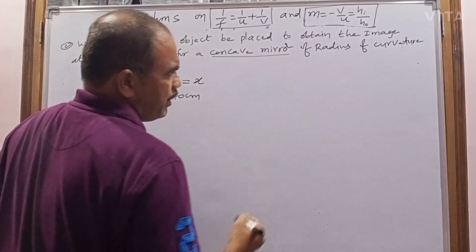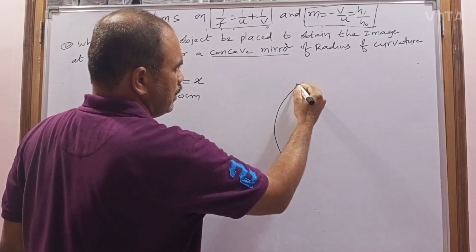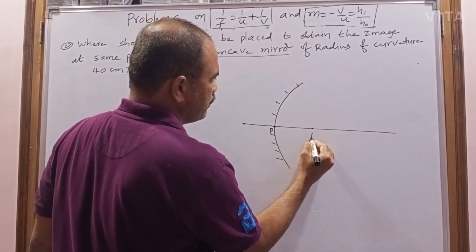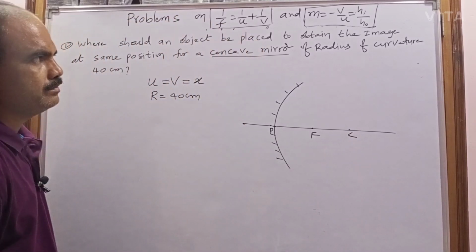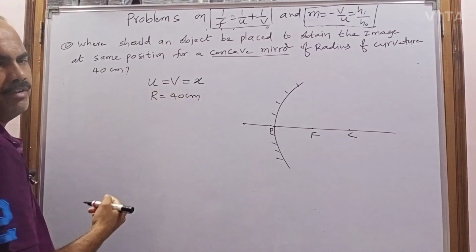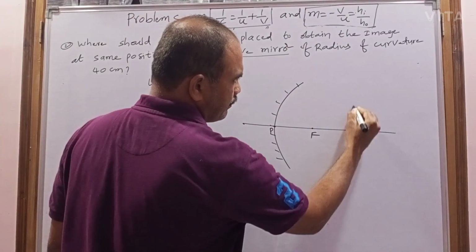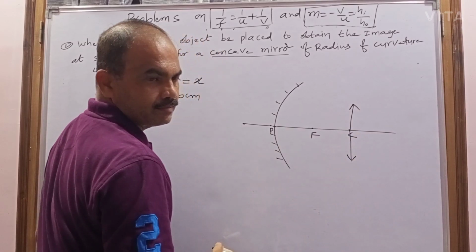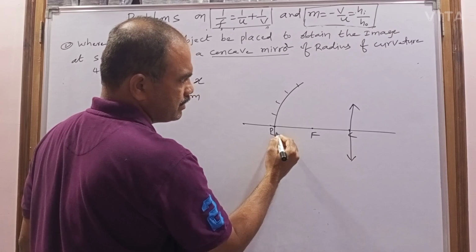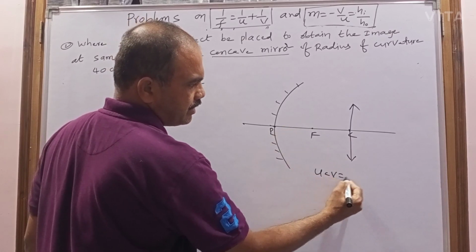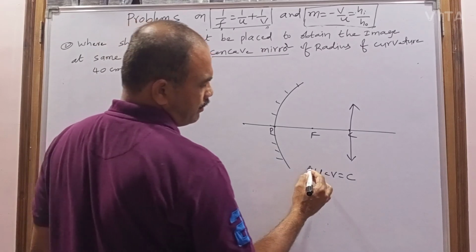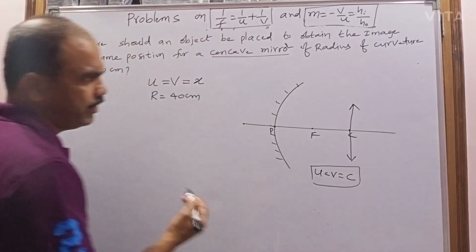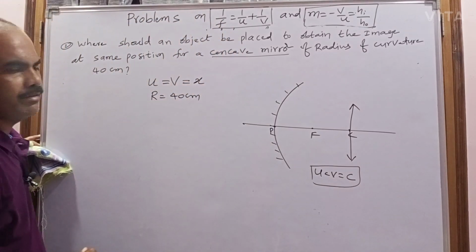So now which type of problem is it? Concave mirror problem. So now I am drawing the rough diagram. This is the pole, this is the focus, this is the center of curvature. Generally we get the U value and V value the same when the object is at C, so then the image is also formed at C. And now this is the object distance, this is the image distance. So the object distance is equal to the image distance, that is C. After solving the problem, the U value becomes C and the V value also C, that I am going to check. But here radius of curvature is given.